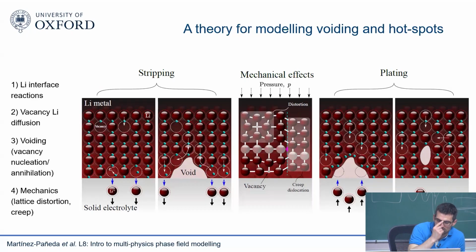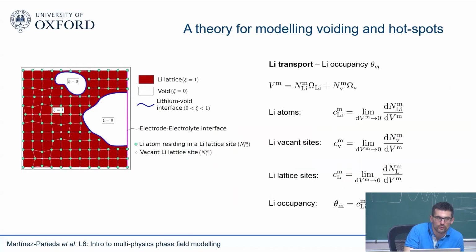And then you have the mechanics, which is the lattice distortion and the creep. So let me tell you how we build a theory for this. Basically, we need to describe these domains. So we come up with a phase field variable. In this case, different to the previous literature, I'm going to call the phase field psi. It's not going to be phi. It's going to be this psi parameter. So this psi will be equal to 0 in the void and equal to 1 in the metal.